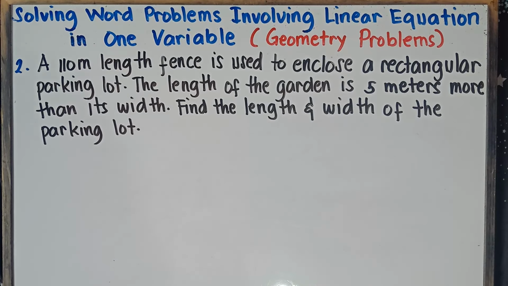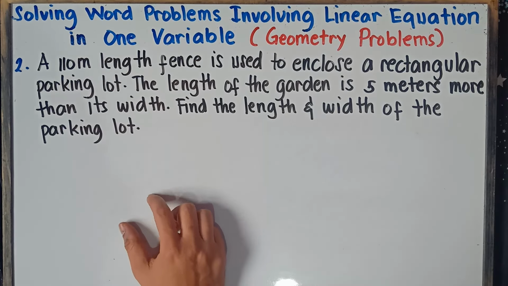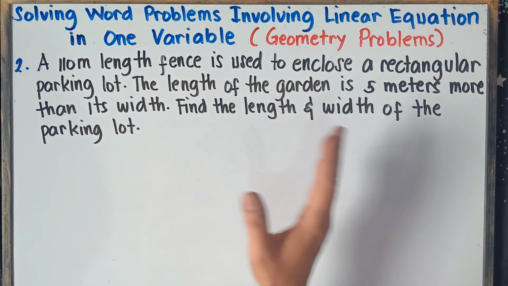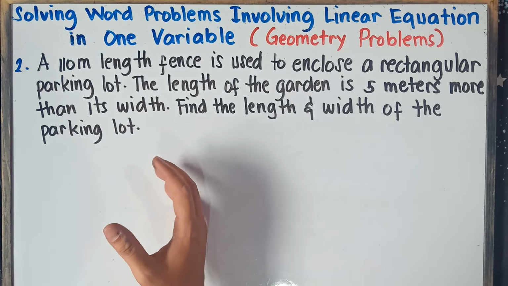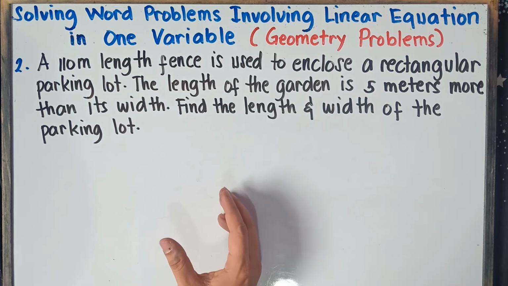A 110 meters length fence is used to enclose a rectangular parking lot. The length of the garden is 5 meters more than its width. Find the length and width of the parking lot. So we are given a 110 meters length fence used to enclose a rectangular parking lot. Therefore, this 110 is the perimeter of the rectangular parking lot.